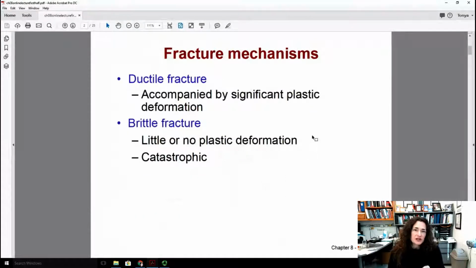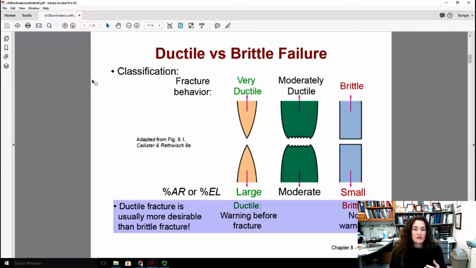Okay, so the first thing that I want to talk about are the differences between ductile and brittle fracture. Now let me first stress that ductile fracture is really preferred in these situations. It's accompanied by significant plastic deformation, whereas with brittle fracture, there's little or no plastic deformation, and it can be catastrophic and quite sudden.